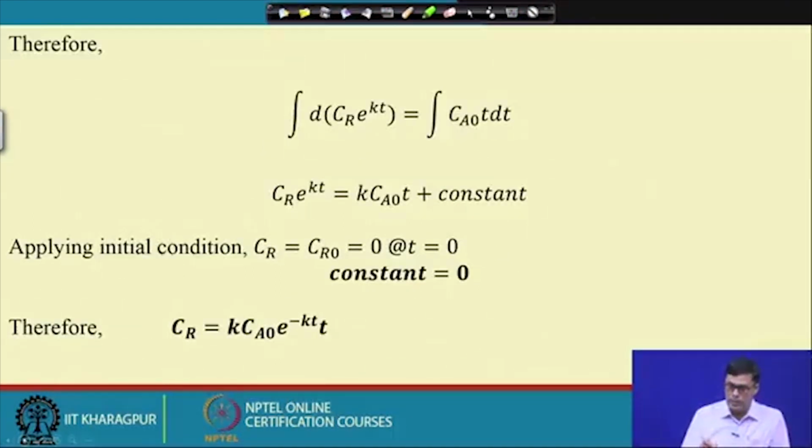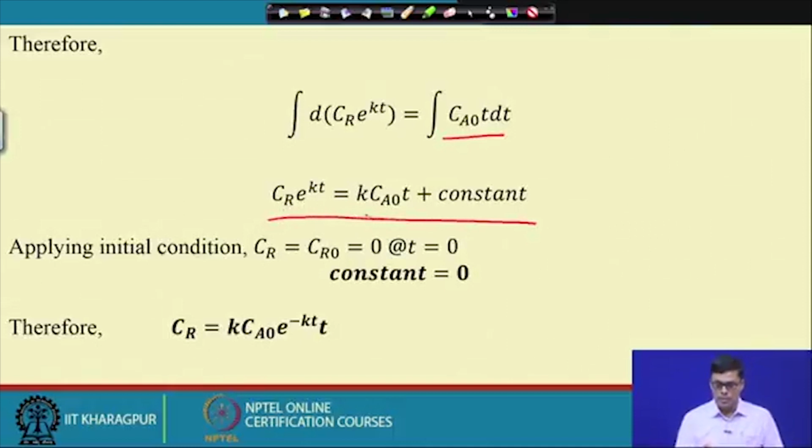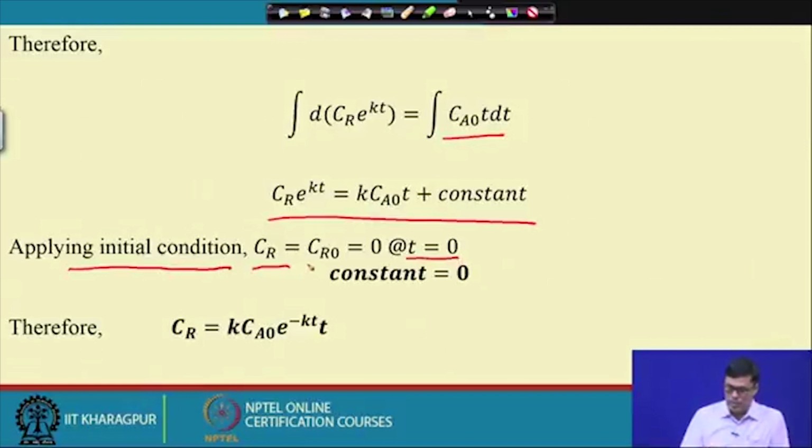Now we can write d(Cr e to the power Kt) equal to K Ca0 into dt. Now this can be written in this form: Cr into e to the power Kt equal to K Ca0 into t plus constant. Now, applying the initial condition or boundary condition at t equal to 0, Cr equal to Cr0 equal to 0. So the constant will be 0, because if t equal to 0, then Cr also will be 0. So the constant also will be equal to 0.